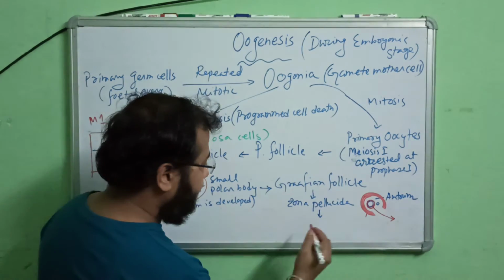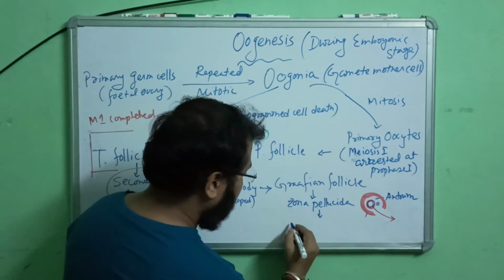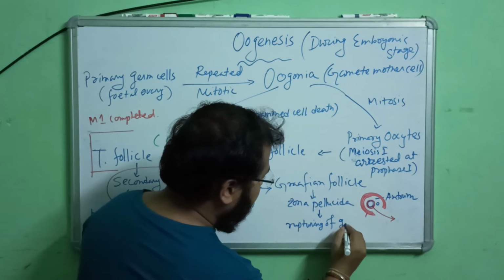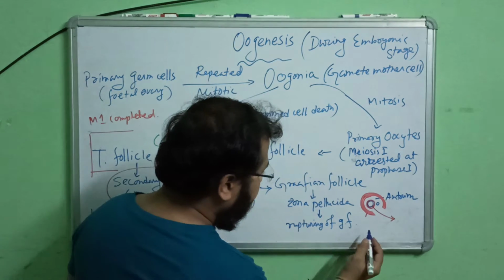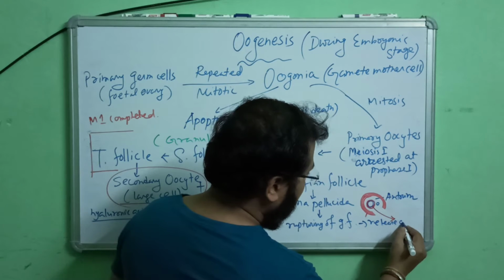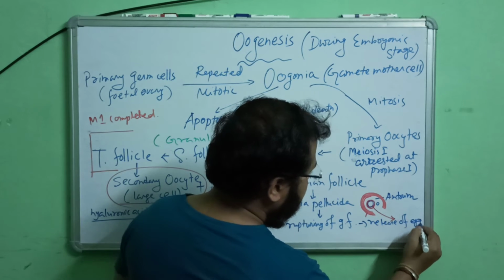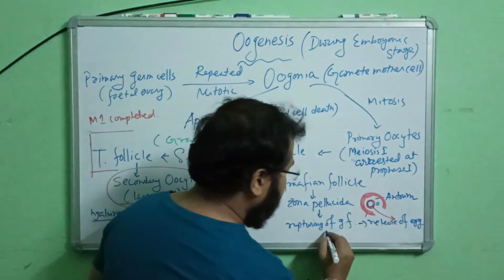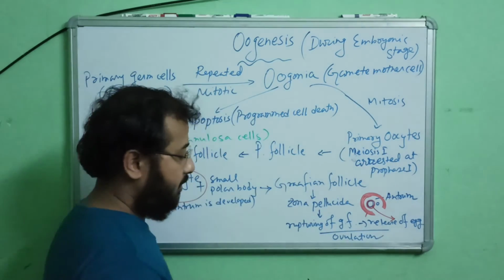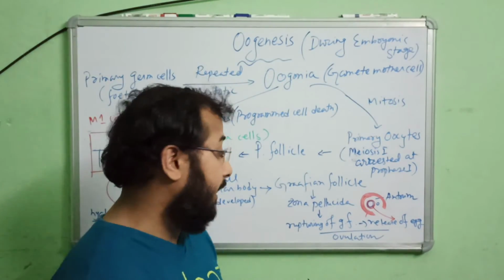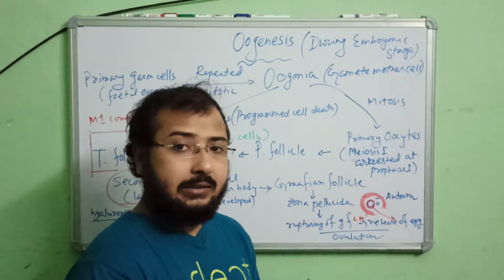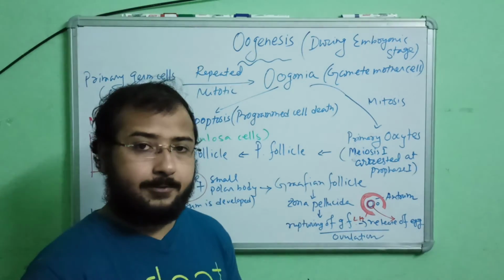Okay, so the next step is, you can write here, rupturing of Graafian follicle. Okay, and then release of egg cell. This process is known as ovulation. The rupturing of the Graafian follicle with the help of LH. So you can write LH also here. Okay, and releasing the egg is known as ovulation process.